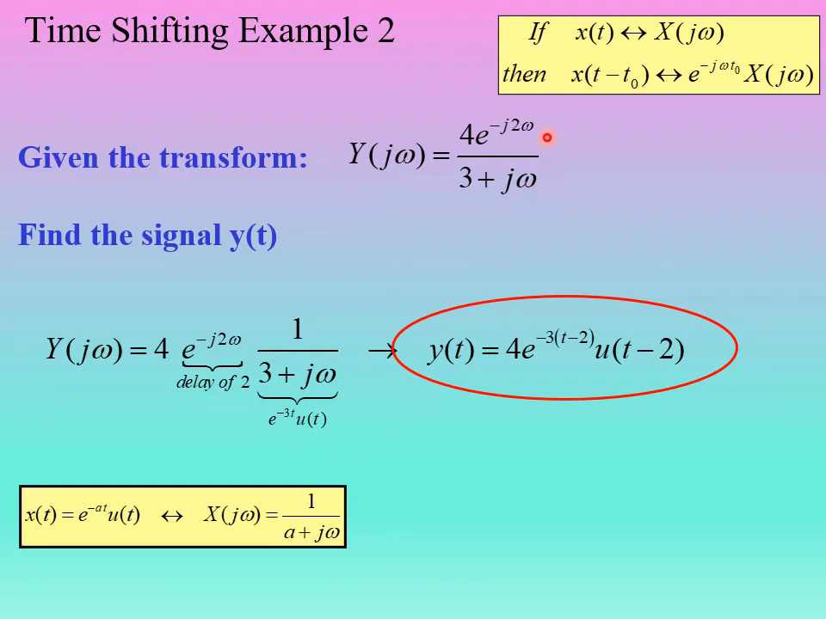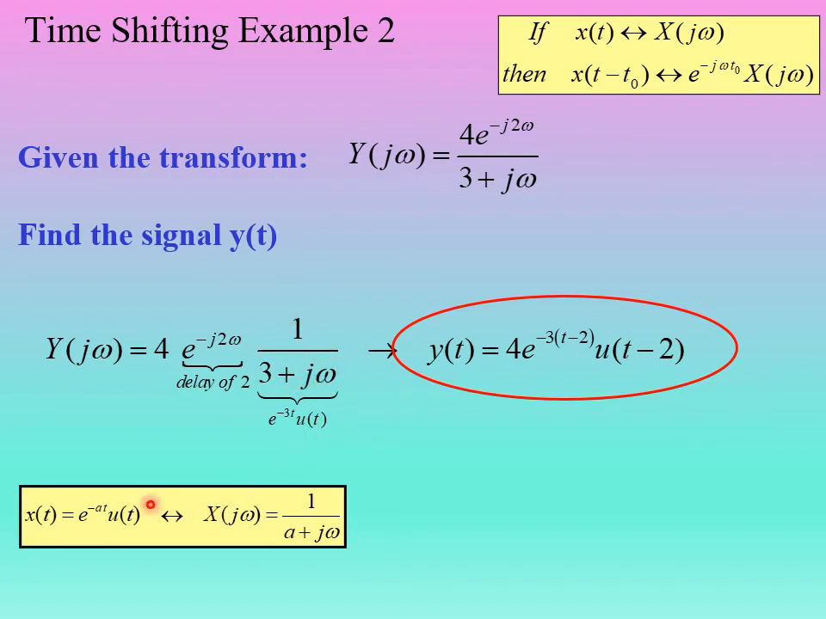So how do we tackle this thing here? Well, when we see this term here, this indicates a phase shift, because remember that looks just like this term out in front here. So what I'm going to do is take the whole numerator, the 4 and the exponential, and stick it out in front of what's left, which is 1 over 3 plus j omega. So this e to the minus j2 omega represents a delay of 2. Remember this up here, if you let t naught equal 2, we get this exact same term. So all we have to do is find the signal that corresponds with 1 over 3 plus j omega.